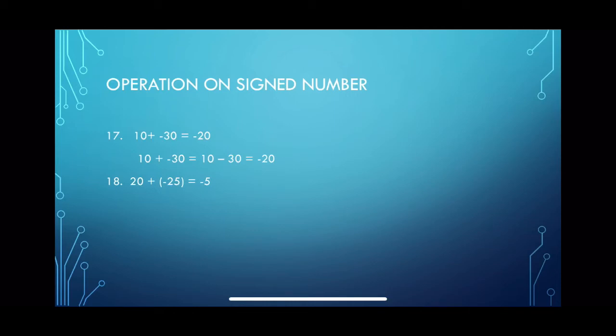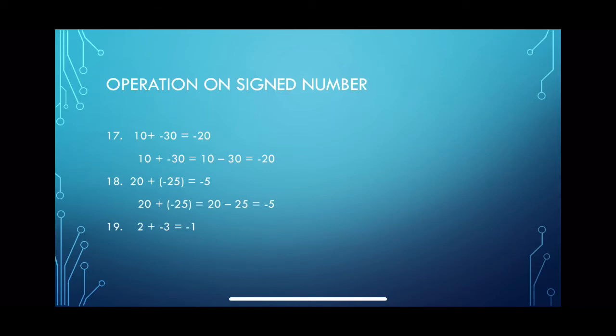We follow the sign of the bigger number, which is negative 25. So the answer is negative 5. For our alternate solution, it can be written as 20 plus negative 25. It follows case 2, positive multiplied by negative. So therefore, it can also be written as 20 minus 25, which is equal to negative 5.